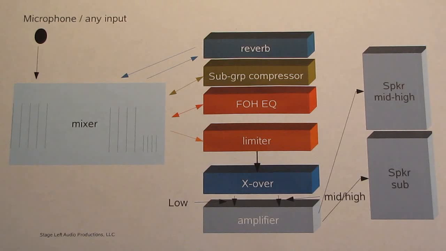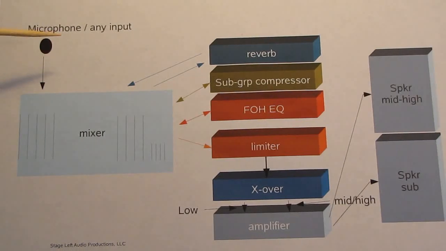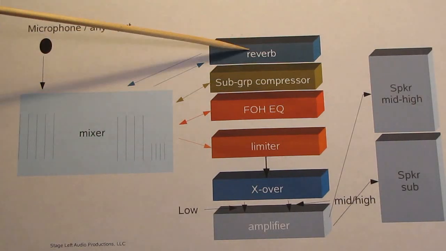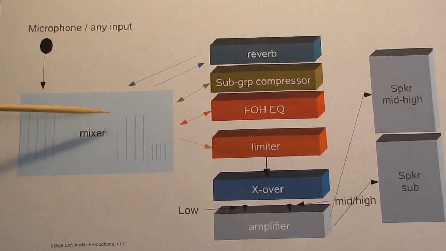Basically, what we're doing is we're taking an input of any kind here. We're just going to use, let's say, a microphone, because that's what we're going to use here for the live part of it. It comes into a mixer, and then from the mixer, the signal is going to be sent out auxiliary 3 over to a reverb unit, and the reverb unit is going to return it to one of the channels.